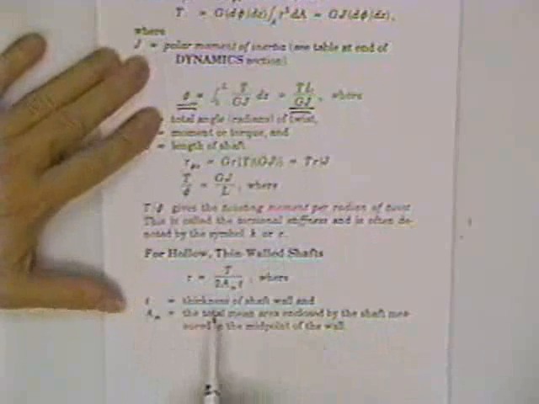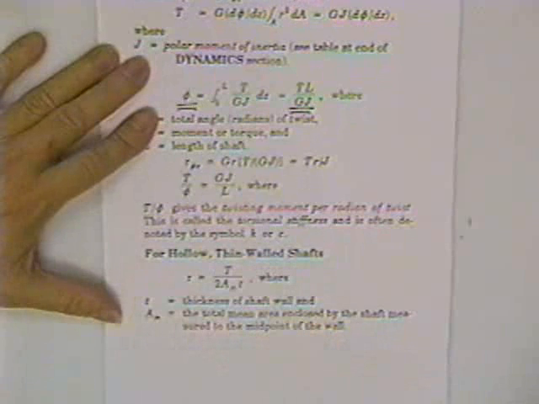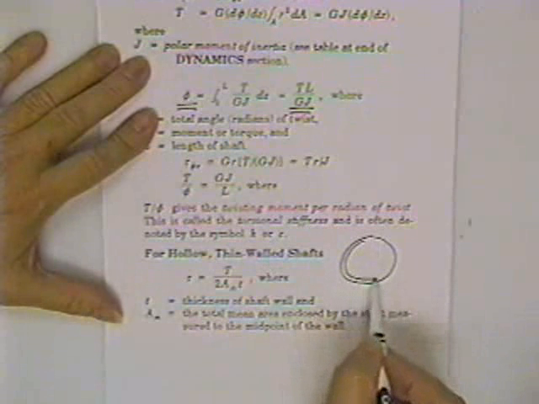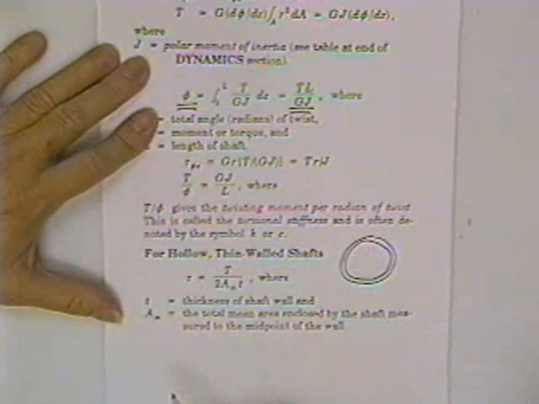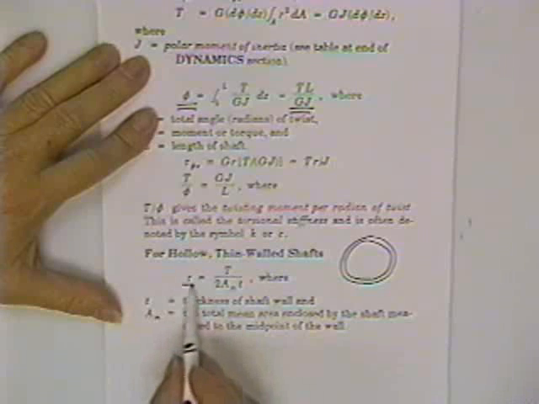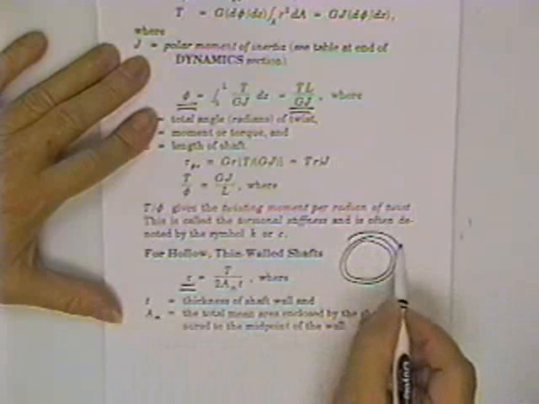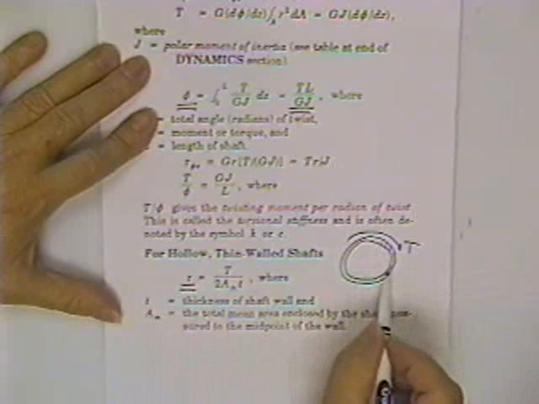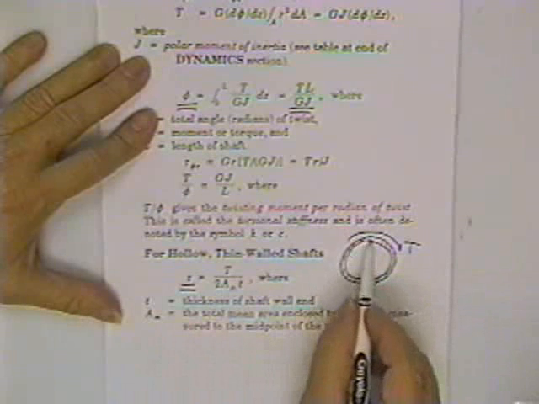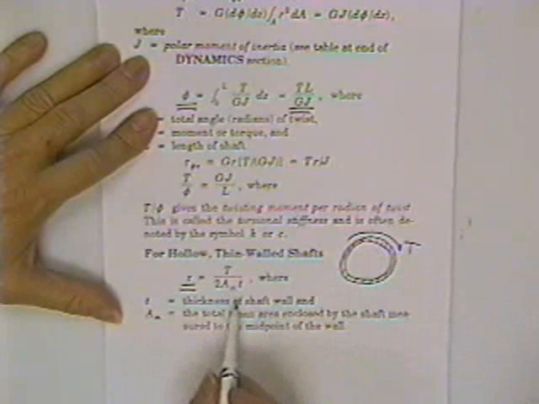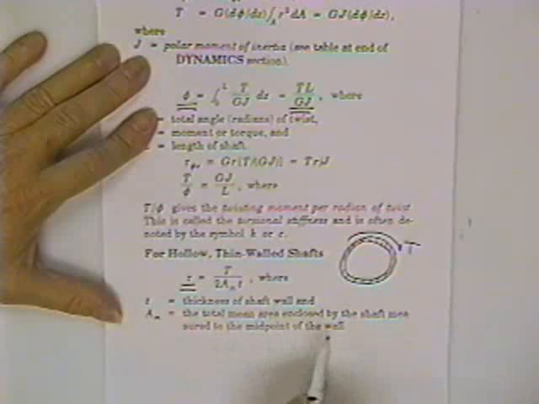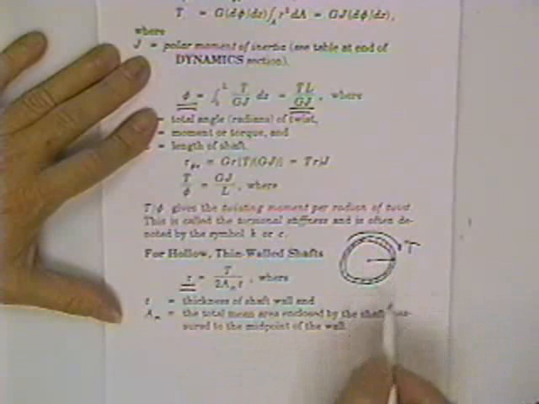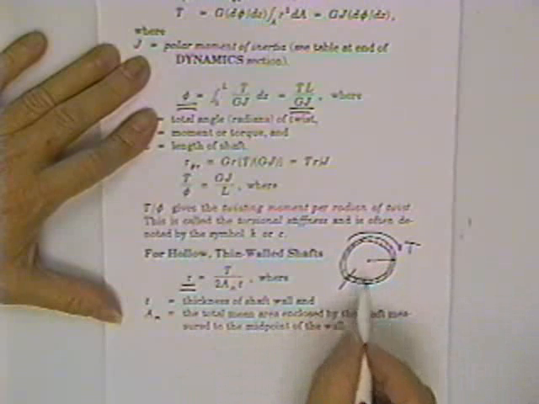He also gives you the equation for a hollow thin-walled shaft. So, for example, if you had a very, very thin, hollow, thin-wall shaft, you can say that the shearing stress is the applied torque divided by this area, where that area is the mean area enclosed by the shaft measured to the midpoint of the wall times how thick the wall is.